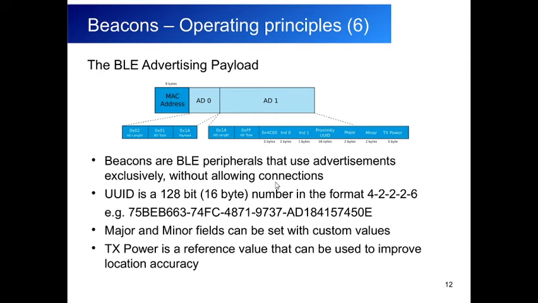So here, what is in the payload? The payload carries information about the UUID. The UUID is a universally unique identifier, which is a 128-bit, 16-byte number in the format specified in RFC 4122, and it is reported in hexadecimal format. You can see an example here.